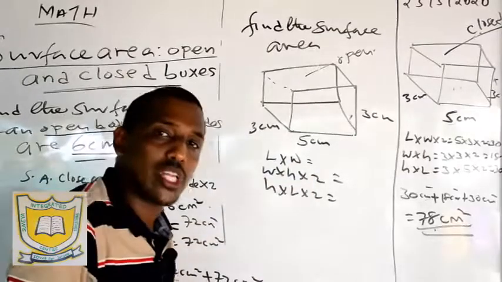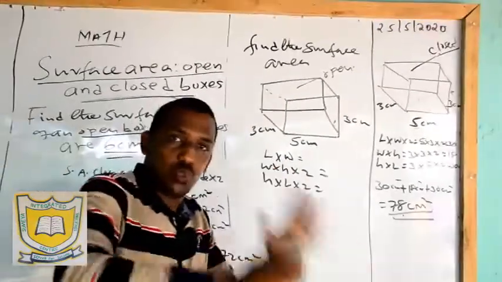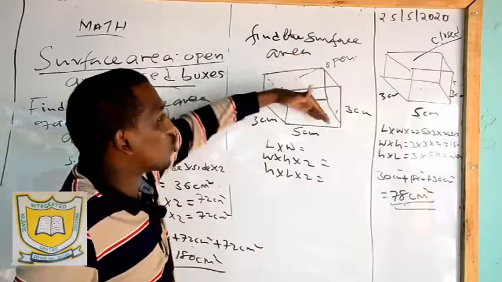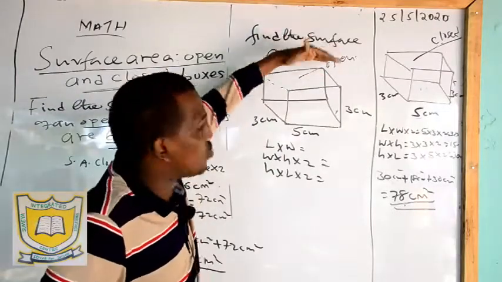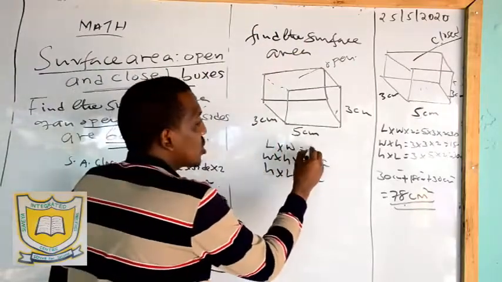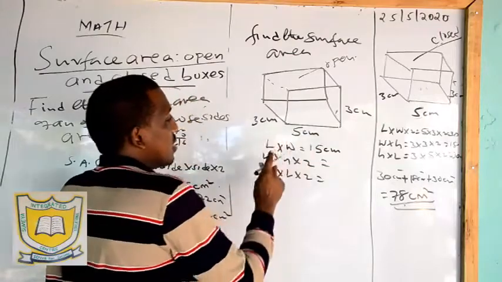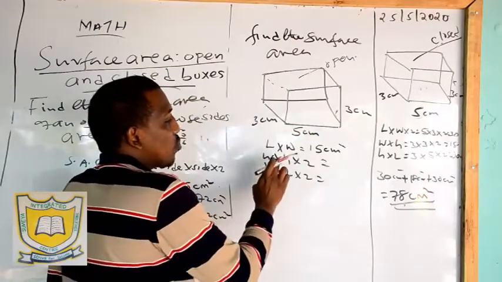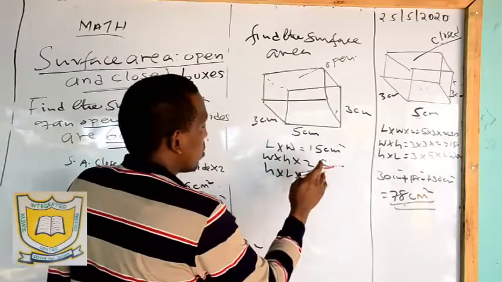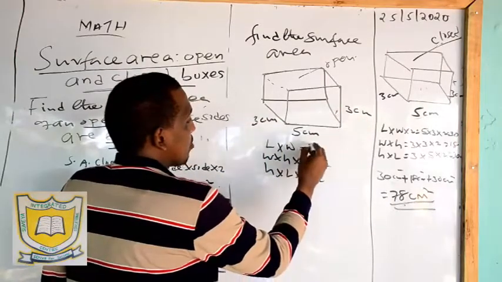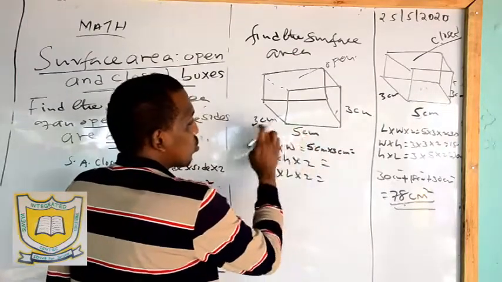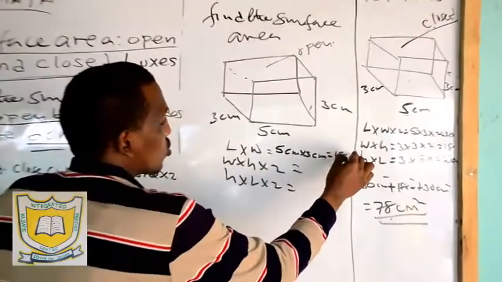The difference between closed and open: closed, everywhere is times 2. But the top, now the bottom, will not be multiplied by 2 because it's open. So we say length times width, 5 times 3 is 15 centimeter squared. Then width times height, which is 3 times 3. So here 5 centimeter times 3 centimeter, length times width, is 15 centimeter squared.